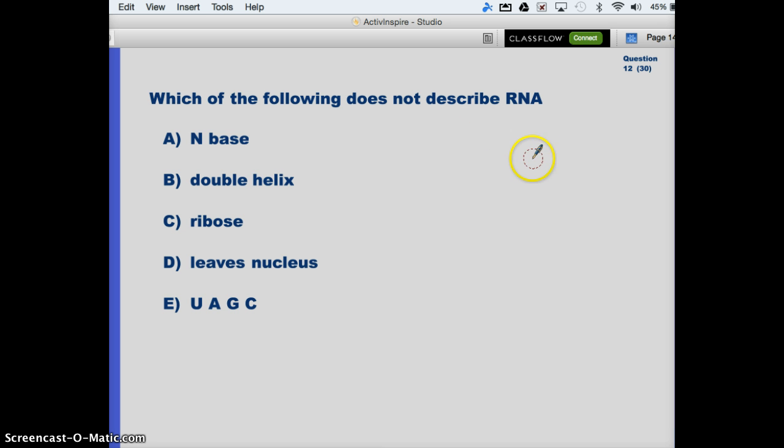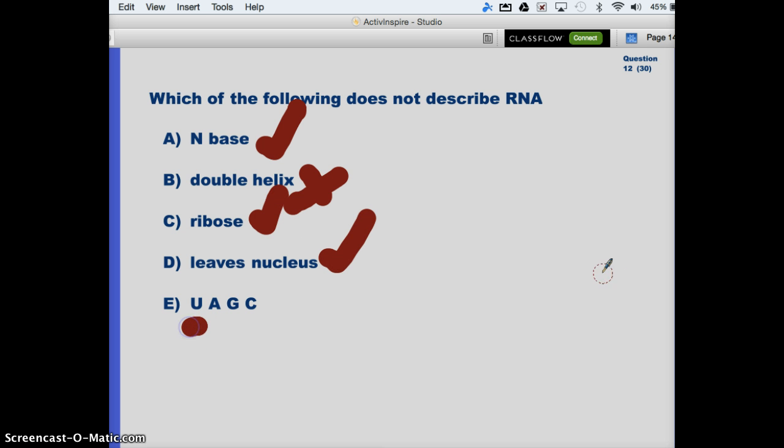Which of the following does not describe RNA? Does RNA have an N base? Yes. Is RNA double helix? No. Does RNA have ribose sugar? Yes. RNA can leave the nucleus, and RNA has U instead of T in their nitrogenous bases.